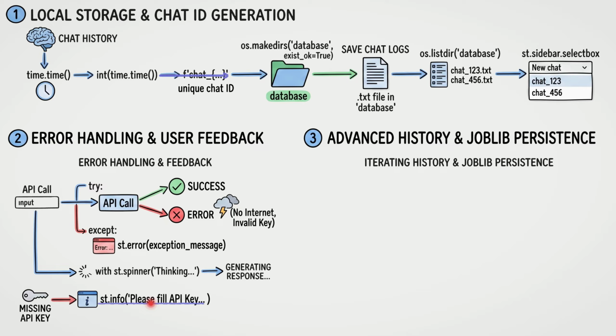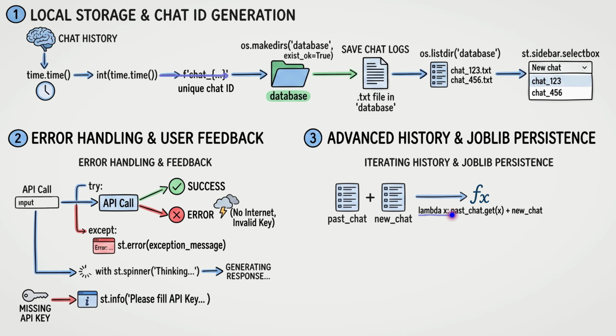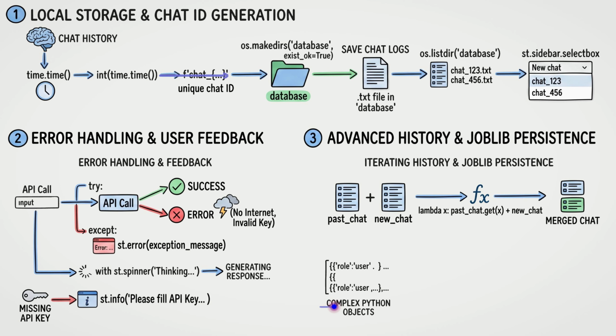As conversations grow, we need to efficiently manage the context. We use a lambda function to cleanly append the new chat to the past chat, resulting in a completely merged chat history. When we are dealing with complex Python objects like these, lists of dictionaries, simple text files can be problematic due to formatting errors.